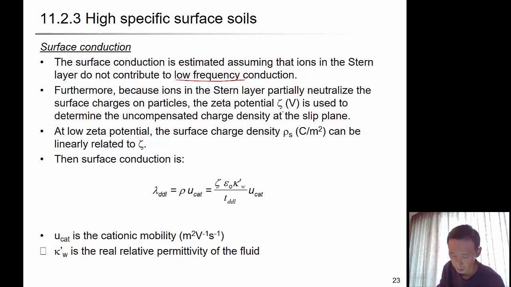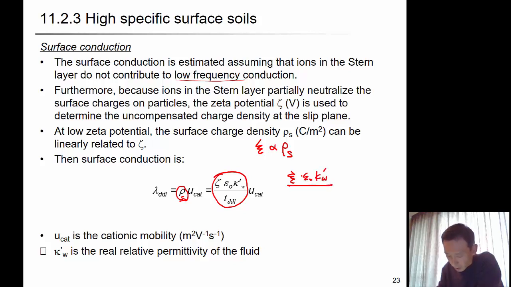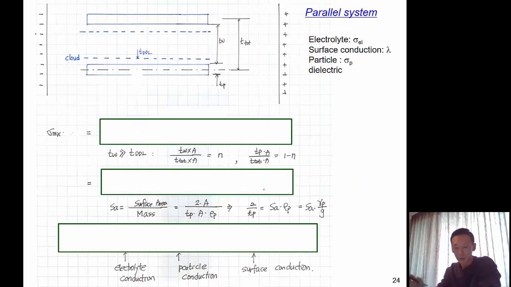Zeta potential can be used to estimate the surface conduction. Zeta potential is proportional to surface charge density, and here surface charge density is expressed as this: epsilon kappa, the permittivity of the water divided by the double layer thickness, is the surface charge density. So with that surface conduction, can we estimate the mixture conductivity?